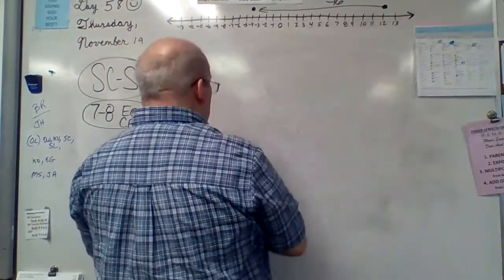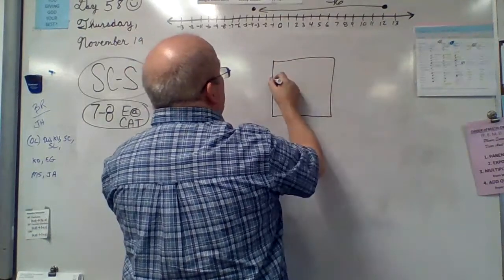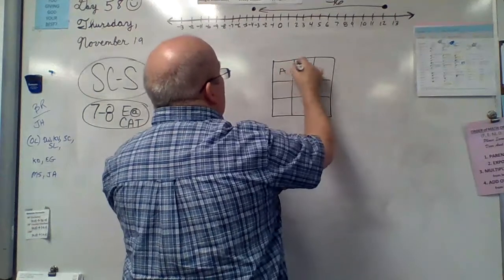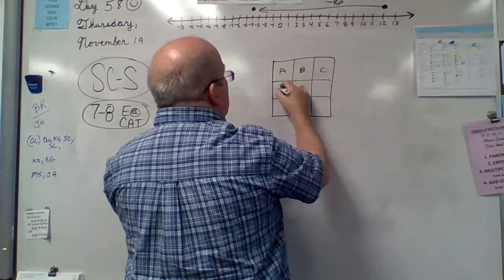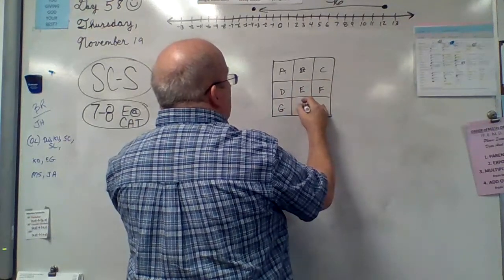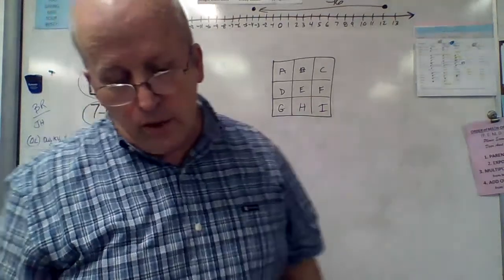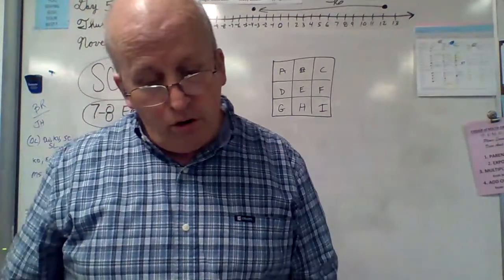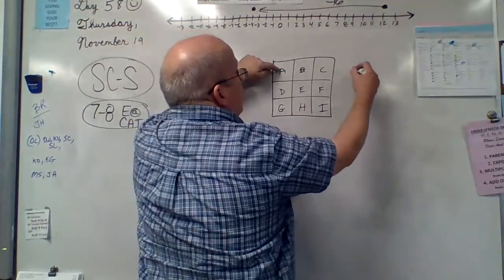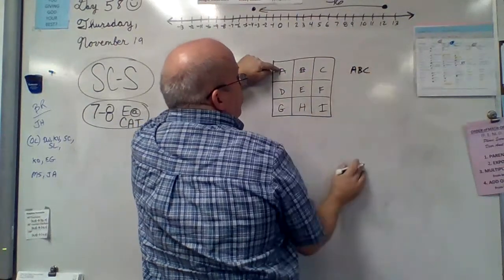Okay. Let's draw a picture of that so we can visualize it a little bit better. A, B, C, D, E, F, G. Okay. So, did I do it right? Hopefully I did. Yep. We're starting at A, and we can make two moves. So where can I go from A? I can go A, B, C. That's two moves.